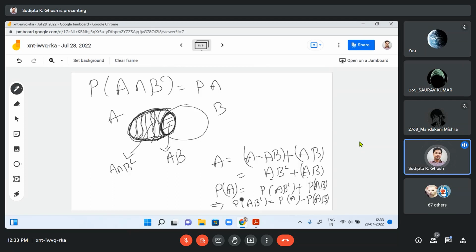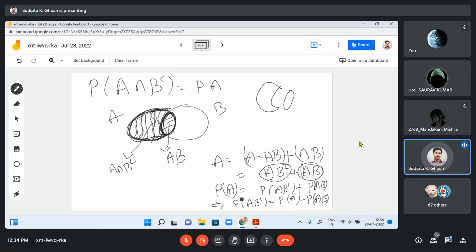So can I write A is equal to A minus AB plus AB? Correct. But A minus AB means A intersection B complement. Can I say this event and this event are disjoint events? This is one part and this is another part. Exactly, so these are disjoint events, so I can write probability of A is equal to probability of AB complement plus probability of AB.